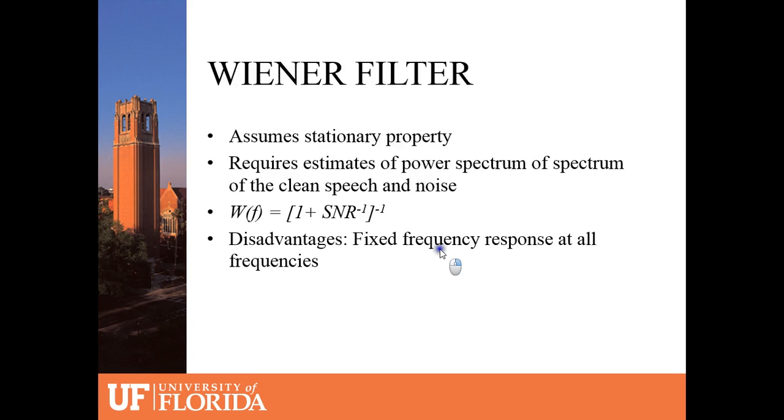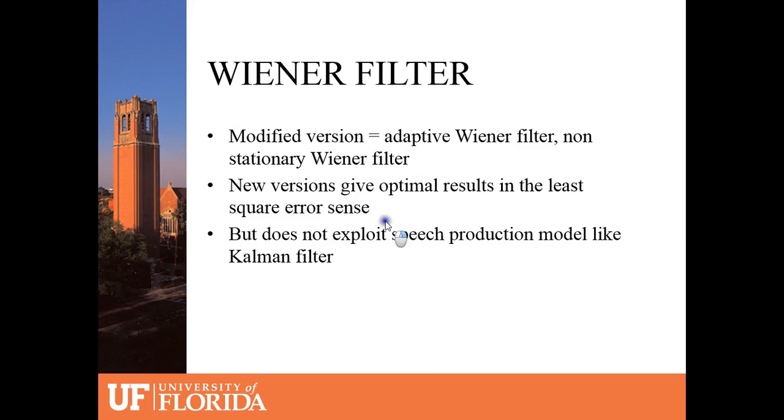Next, we'll be talking about the Wiener filter. The Wiener filter assumes that whatever signal it's using is stationary in nature. Like the spectral subtraction, this method also requires an estimate of the power spectrum of both the clean signal and the noise signal, and the Wiener filter can be modeled as shown in this formula right here. The main disadvantage is that because of its stationary property, there's a fixed frequency response at all frequencies.